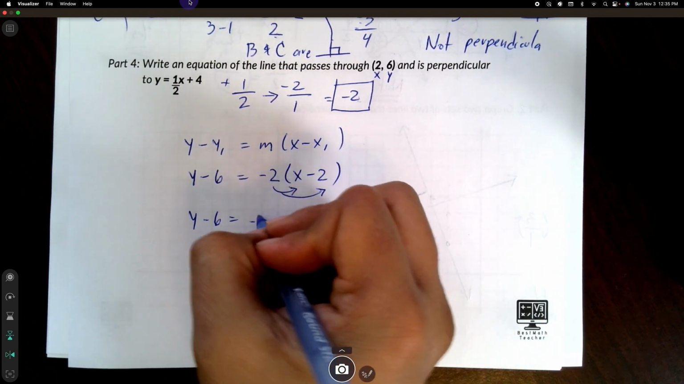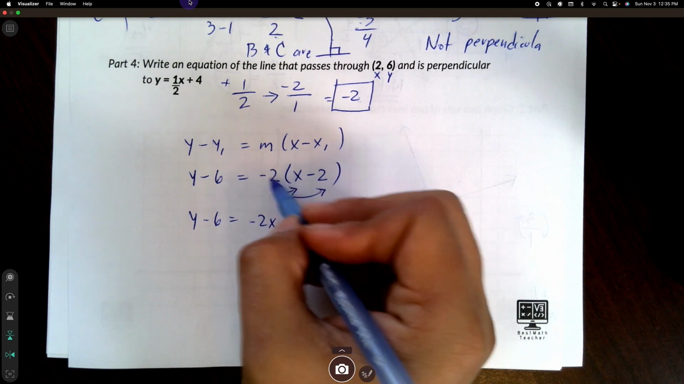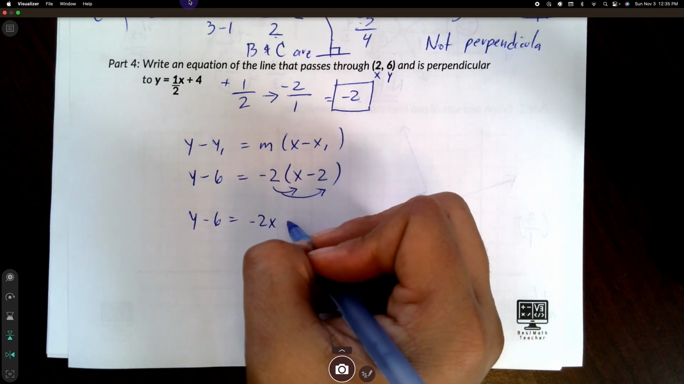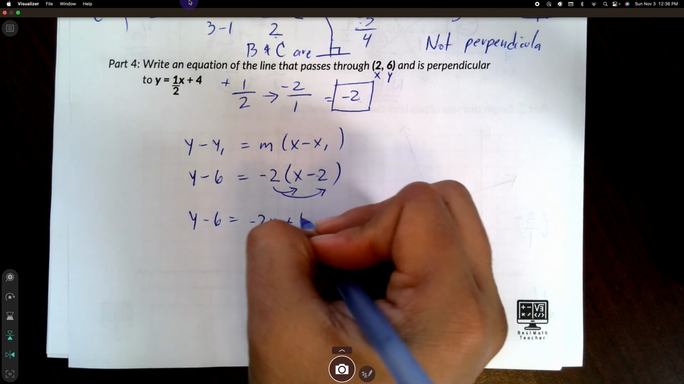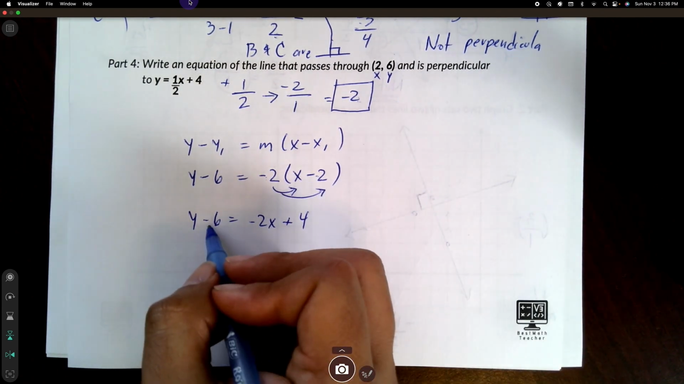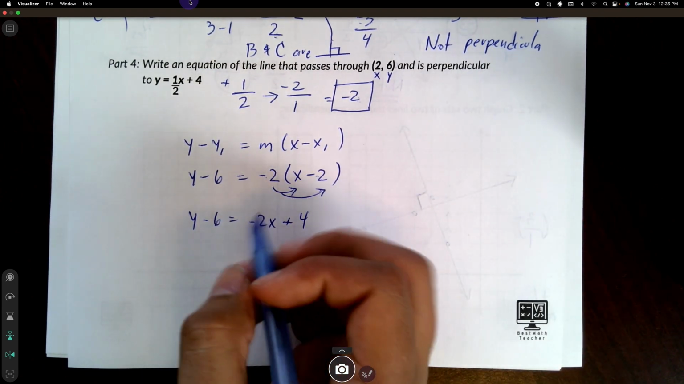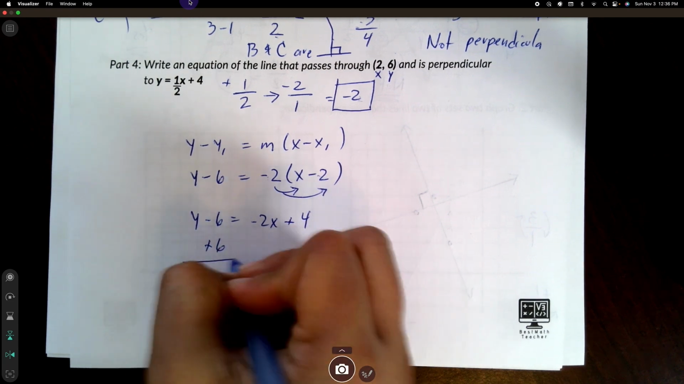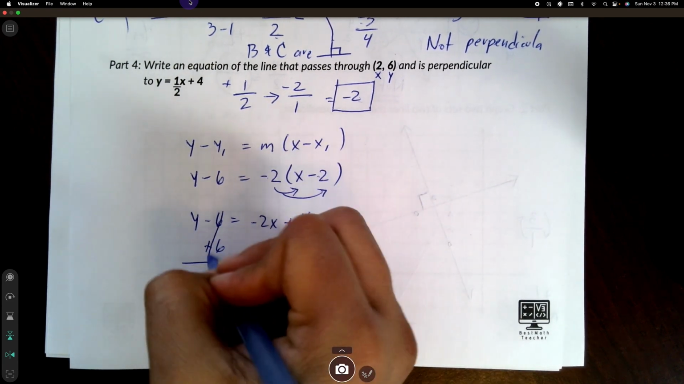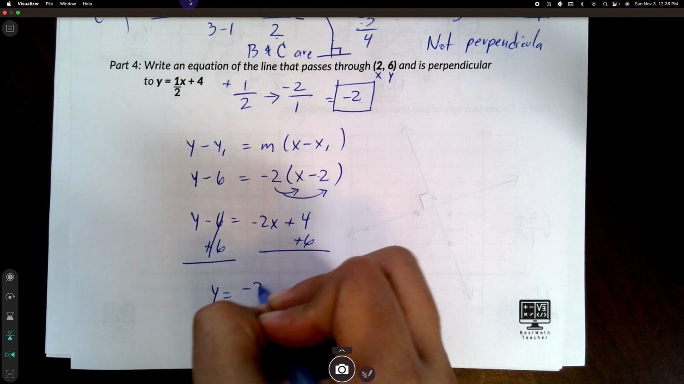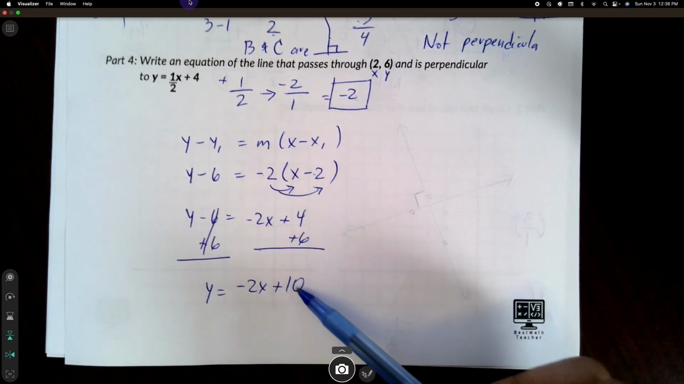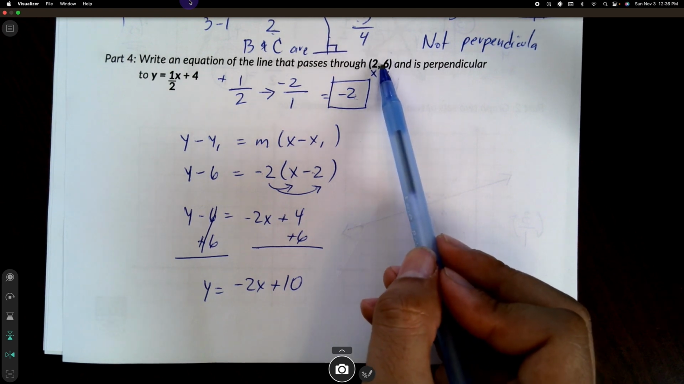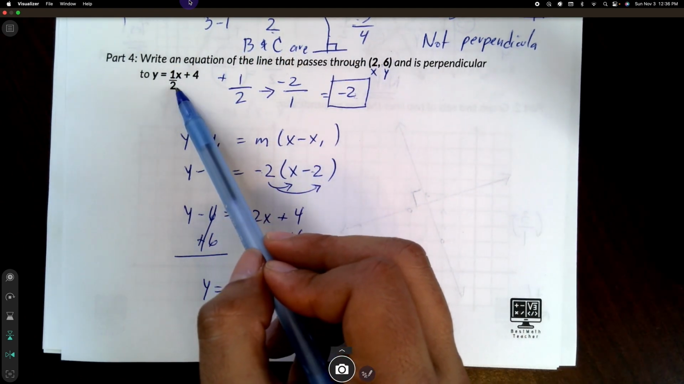-2 times x is -2x. -2 times -2 is positive, because a negative times a negative is positive, and 2 times 2 is 4, so positive 4. The last thing we have to do is get rid of this -6, so we'll add 6 to both sides. That cancels, and we're left with y equals -2x plus 10. So this line will go through this point, as long as we did our math correctly, and will be perpendicular to this line.